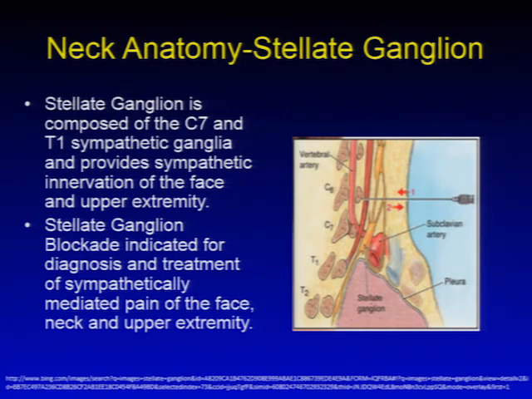The stellate ganglion. We will now discuss the anatomy of the stellate ganglion. The stellate ganglion is composed of the C7 and T1 sympathetic ganglia and provides sympathetic innervation of the face and upper extremity. Stellate ganglion blockade is indicated for diagnosis and treatment of sympathetically mediated pain of the face, neck, and upper extremity.